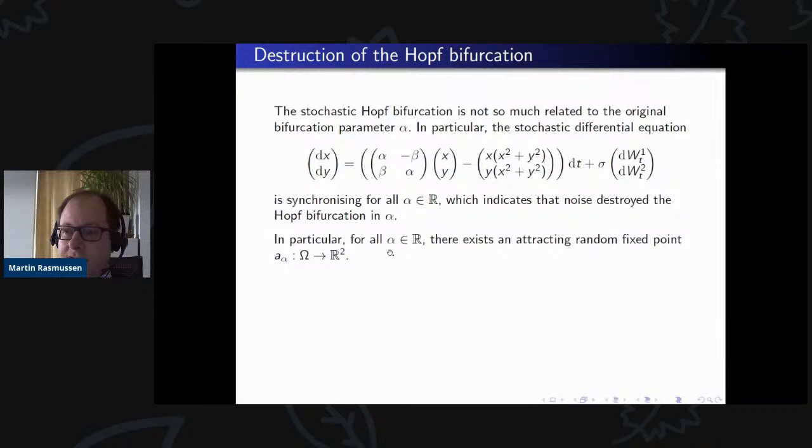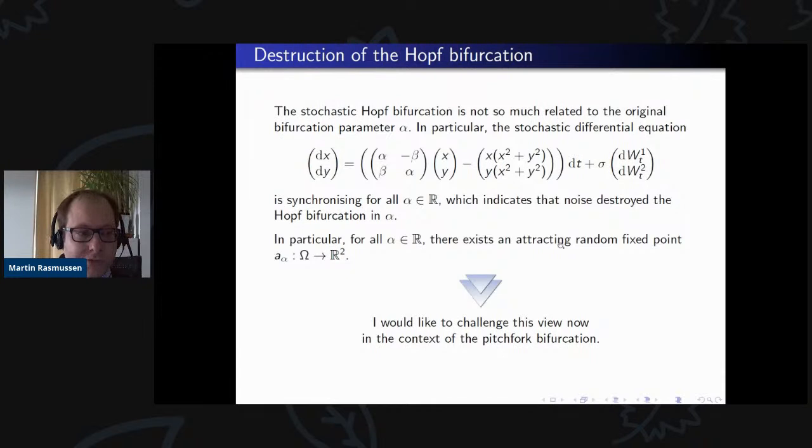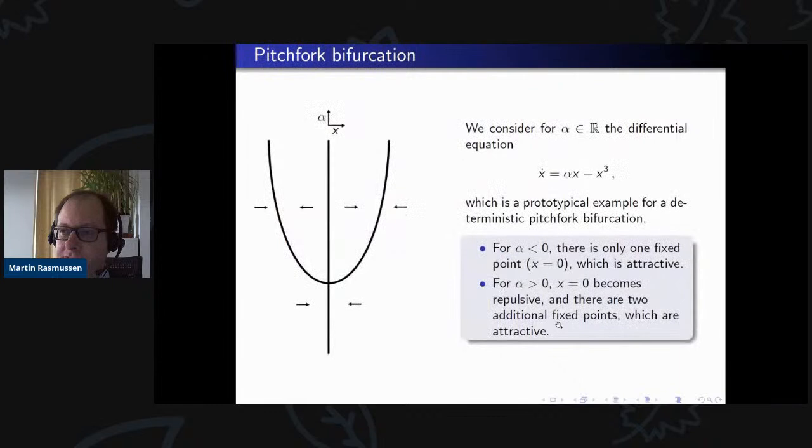And so in the remaining part of my talk, I would like to challenge this view. Even though you have this attracting random fixed point for all alpha, which is a very simple dynamical object describing the long-term behavior of your random dynamical system, I would like to demonstrate that this is not the full answer to this question, and that there are still some things to explore which indicate that you still have a bifurcation present there. I would like to explain this in a simpler context, for a one-dimensional bifurcation given by the pitchfork bifurcation.